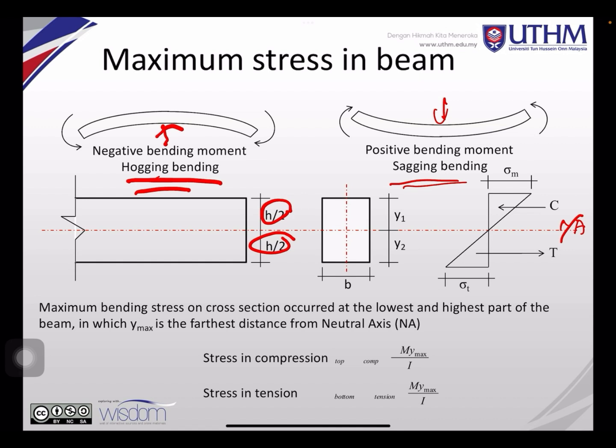So y1 for the upper part, y2 for the lower part, and then you have compression and tension due to bending. This is the point where the neutral axis is, meaning zero compression and zero tension. The stress in compression on top is M max y1 over I. The bottom is M max y2 over I. But the y depends on the value.